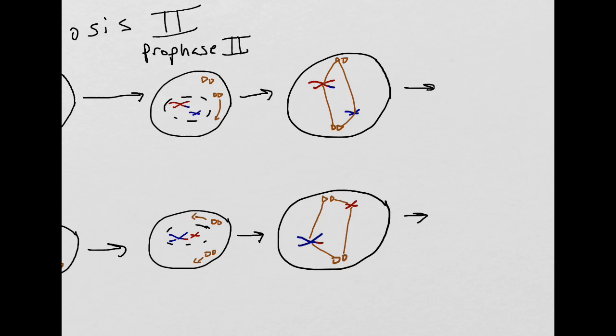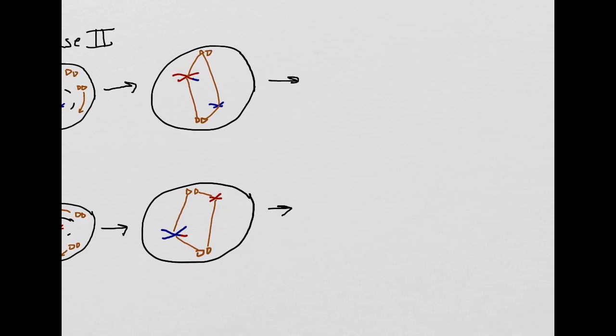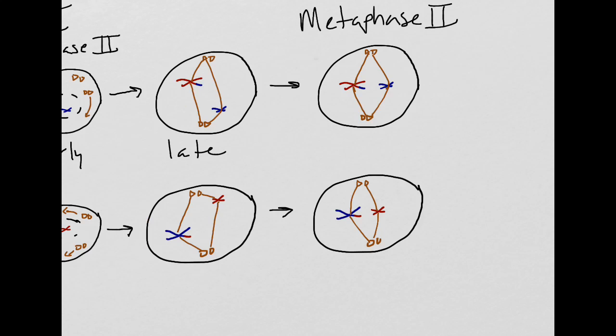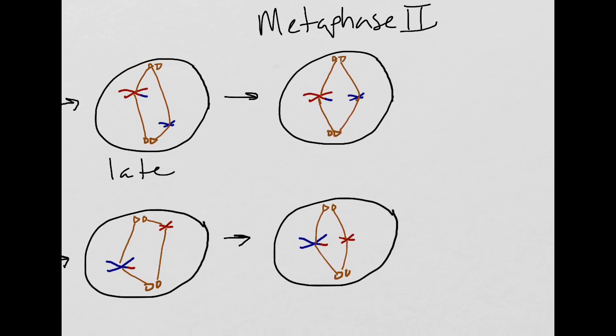Notice I did make my cell a little bit bigger. I'm just trying to give myself a little more room to work. There really wasn't much cell lengthening at that point. Okay, so let's go to metaphase. So here we are at metaphase 2. Zoom in a bit here.